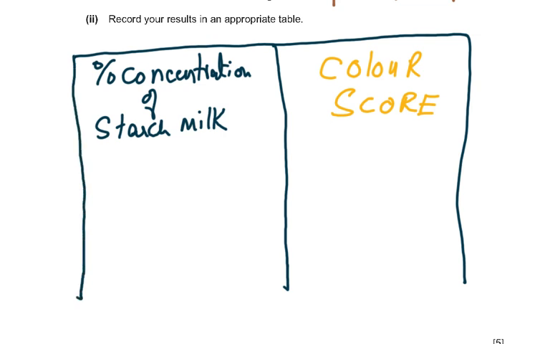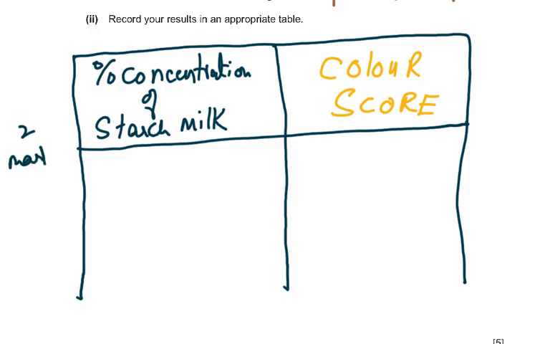Right? And then you do the further. Now what you have to understand is that whatever you do, you write the units in the heading. Here of course there are no units for the color score, but there's percentage concentration. Now if you just wrote concentration of starch milk, you lose 1 mark. So now even if you've just done this table, you get 2 marks. You get 2 marks even though you've not finished the table at all.